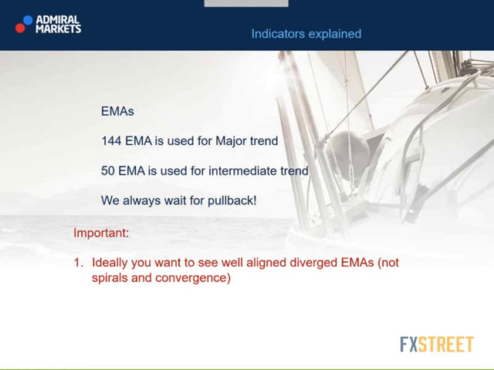If you listen to my other webinars, you will notice that I always take historical versus now moment price action into consideration. So this is historical trend, this is intermediate trend. If you watch 144 compared to 50, you will see the historical versus now moment concept. And that is used for pullback. We always wait for pullback. And ideally, you want to see well-aligned diverged EMAs, not spirals and convergence, for your trend.